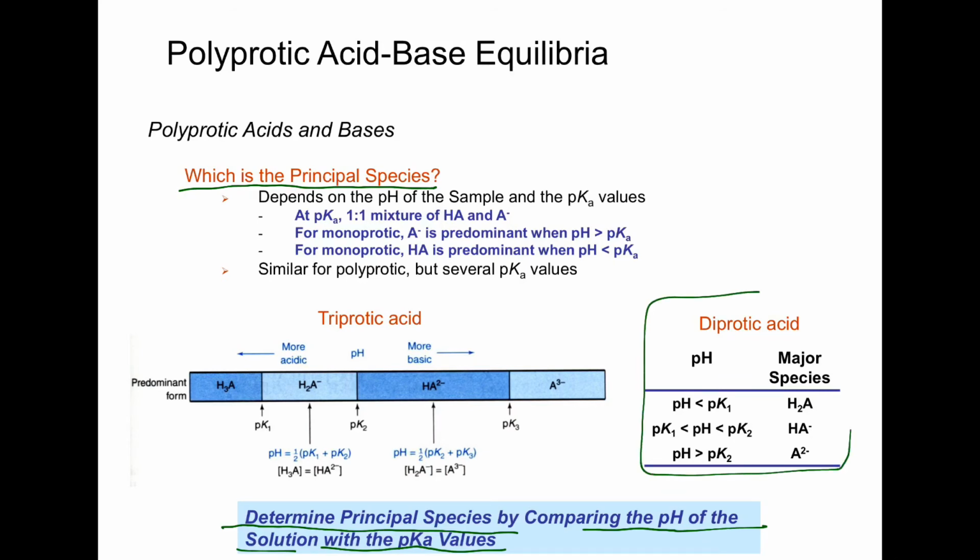All right, and let's look at this chart over here. If the pH is lower than the first pKa, we're going to have mostly an acidic form, the principal species being the totally protonated form. If the pH is somewhere between pK1 and pK2, we have the intermediate form. And then if the pH is higher than pKa2, we have the totally basic form. So that's how we can get a snapshot of what part of the equilibrium the solution is in by comparing the pH to the known pK values.